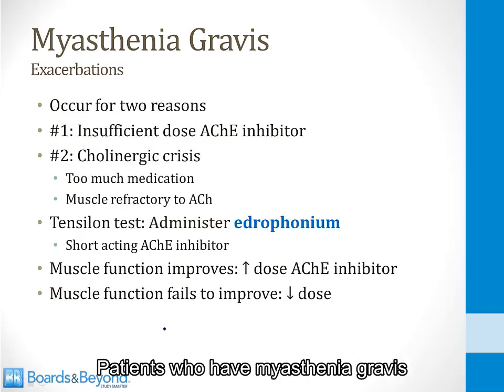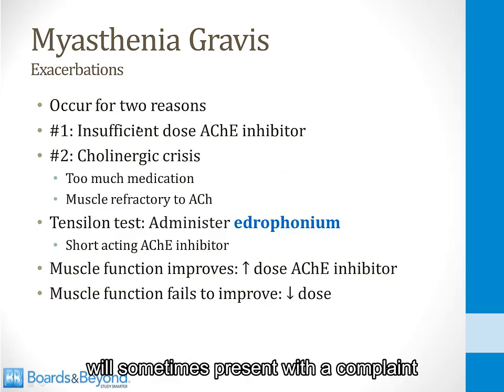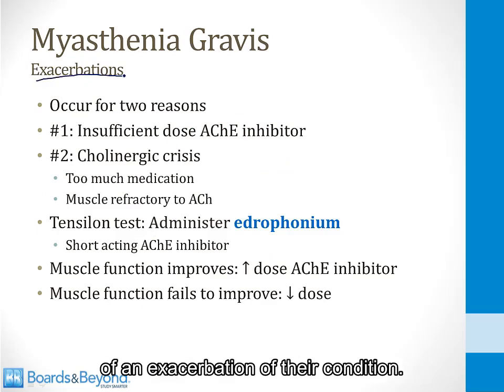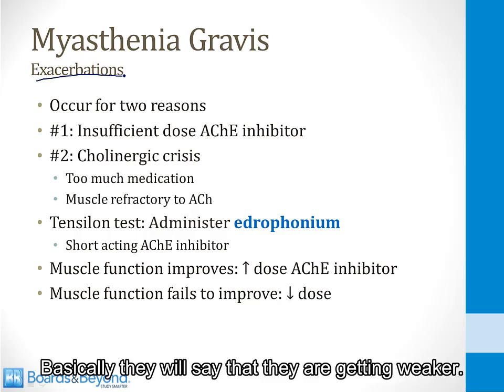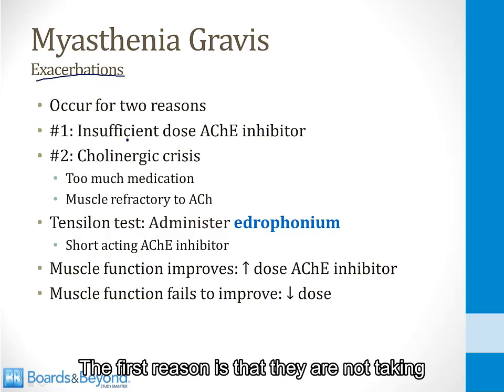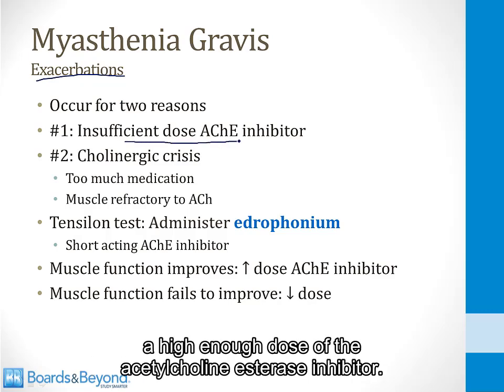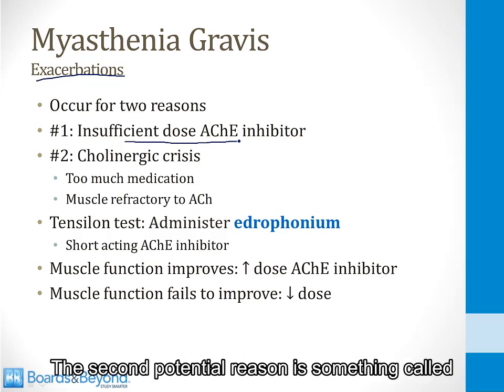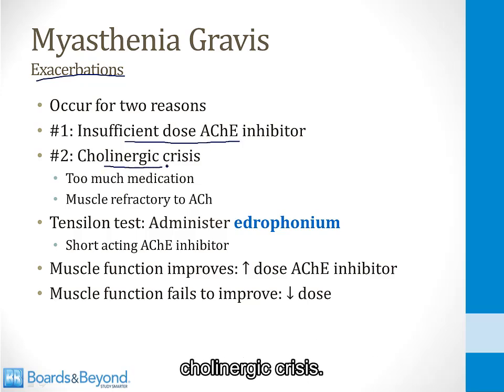Patients who have myasthenia gravis will sometimes present with a complaint of an exacerbation of their condition. Basically, they will say that they are getting weaker, and this can occur for two reasons. The first reason is that they are not taking a high enough dose of their acetylcholinesterase inhibitor. The second potential reason is something called cholinergic crisis.